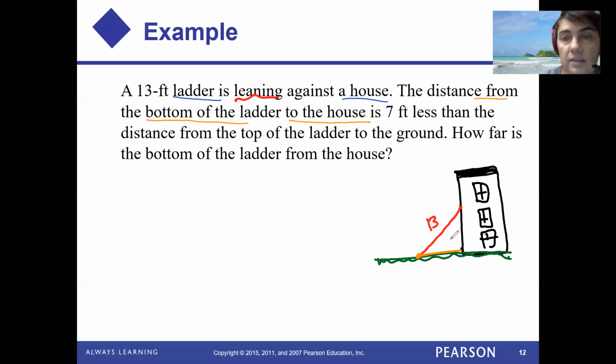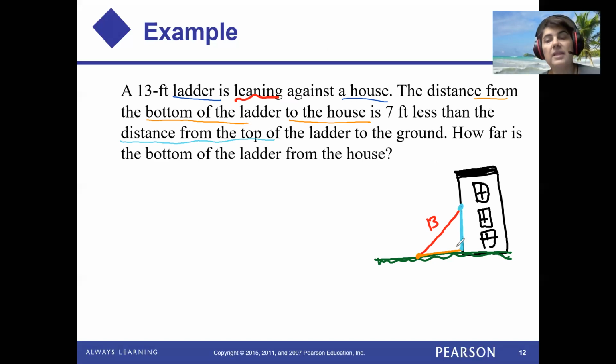This distance is 7 feet less than the distance from the top of the ladder to the ground. So before we get excited about the 7 less, let's make it blue. Let's see what is the next distance. 7 feet less than the distance from the top of the ladder, which is right here. See the top of the ladder to the ground. The ground is here. Okay, here you go.